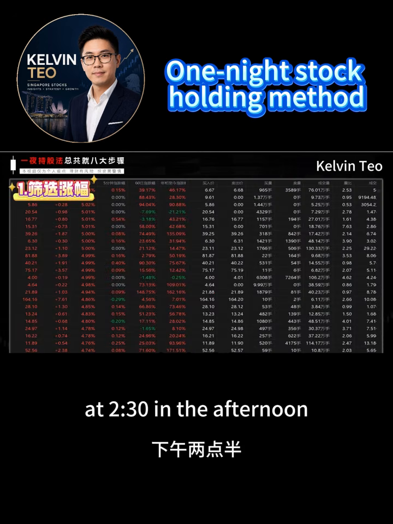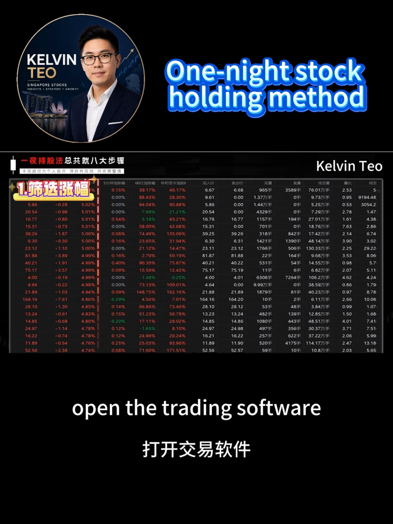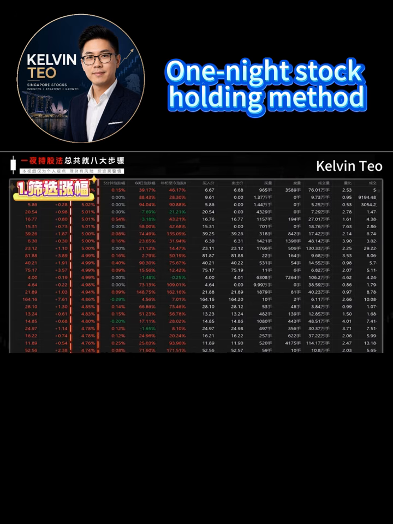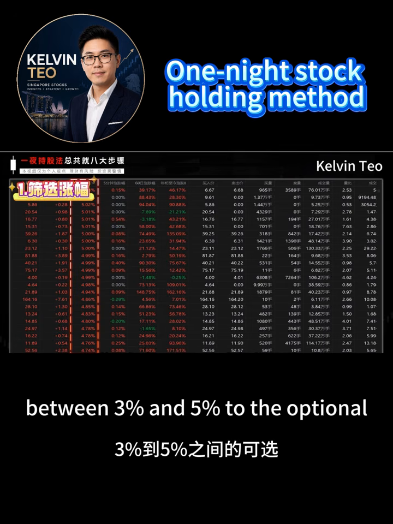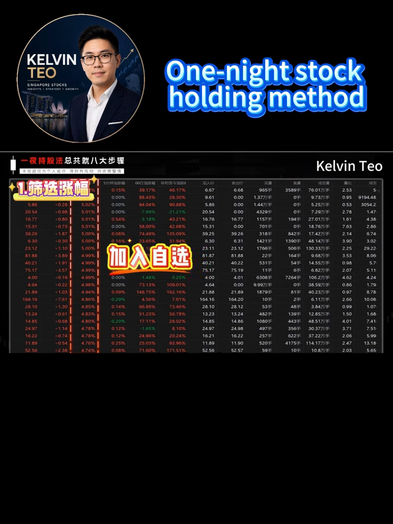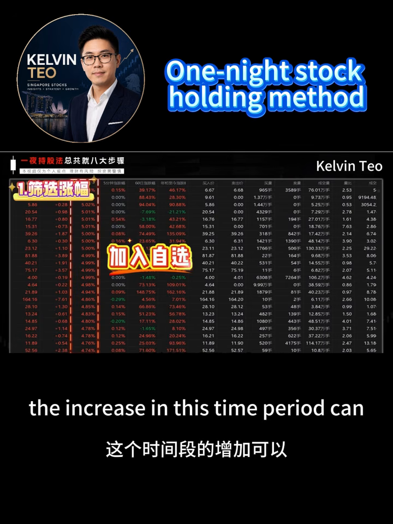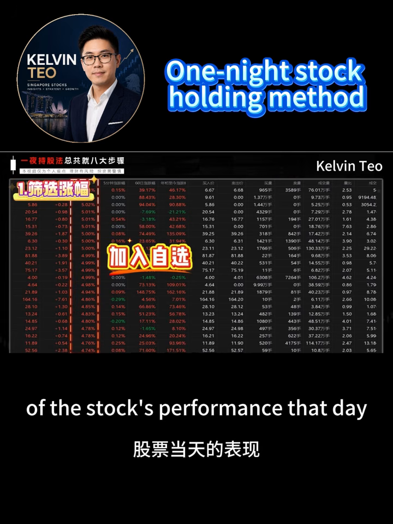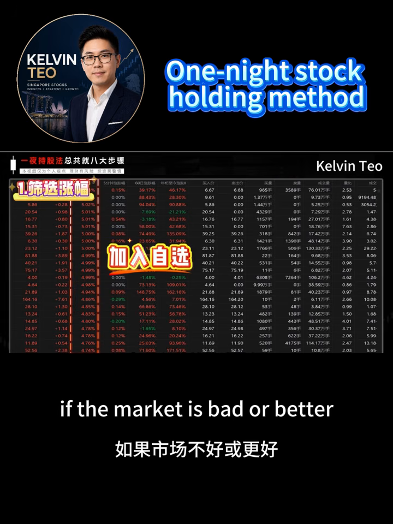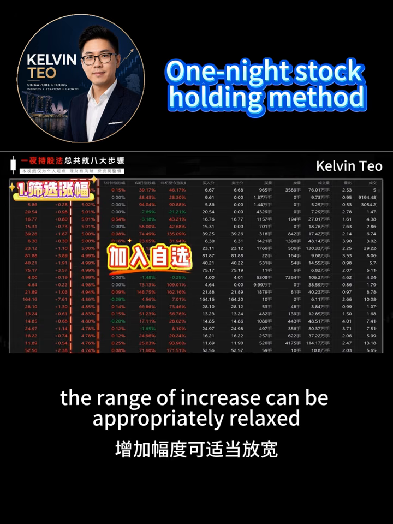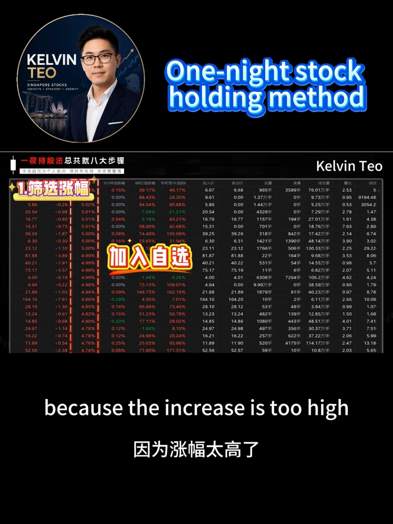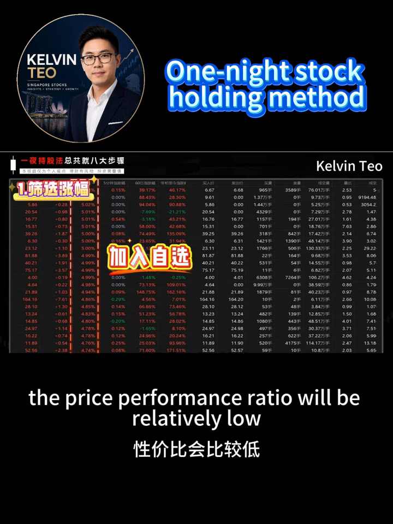At 2:30 in the afternoon, open the trading software and check the increase chart. Add all stocks that have risen between 3% and 5% to the optional list. The increase in this time period can better reflect the strength and weakness of the stock's performance that day. If the market is bad or better, the range of increase can be appropriately relaxed, but no more than 5%, because if the increase is too high, the price-performance ratio will be relatively low.